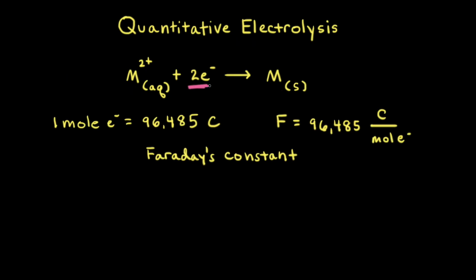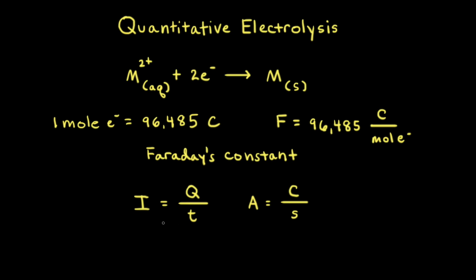Moles of electrons are related to the amount of charge that passes through the electrolytic cell, because 1 mole of electrons carries 96,485 coulombs. So we could set this up as a constant called Faraday's constant. So Faraday's constant is symbolized by F, and it's equal to 96,485 coulombs per mole of electrons.